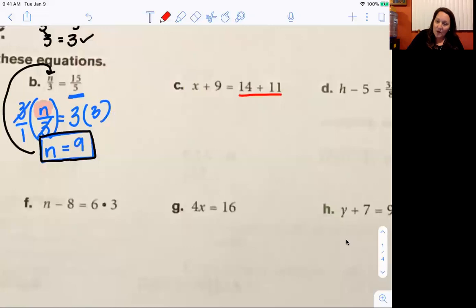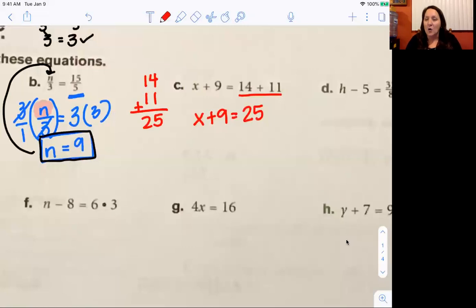So what is 11 plus 14? And listen, if you don't know it, come over here and just do this. No shame in that. Oh, it's 25. So let's rewrite our equation. X plus 9 equals 25. Okay, our goal is to get x by itself. In this case, our variable is an x.